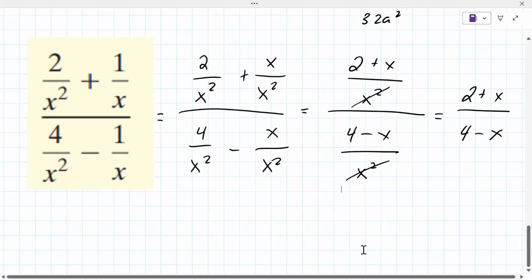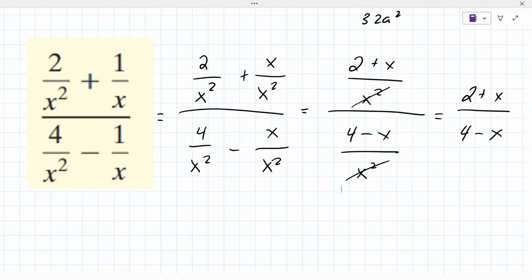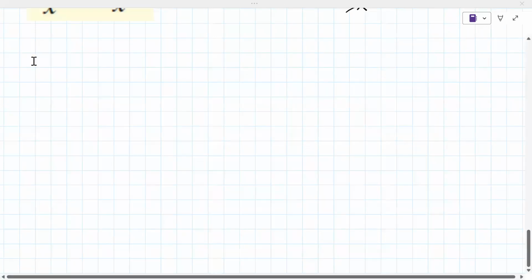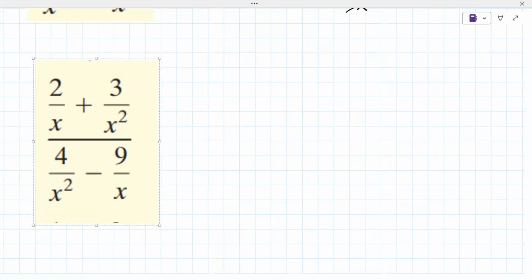You can actually do the same with the tops, although it's a slightly different outcome, but something to think about there. So maybe you try one on your own here. Can we do one where the denominators aren't the same? Well, let's have you try this one and then we'll move to those.